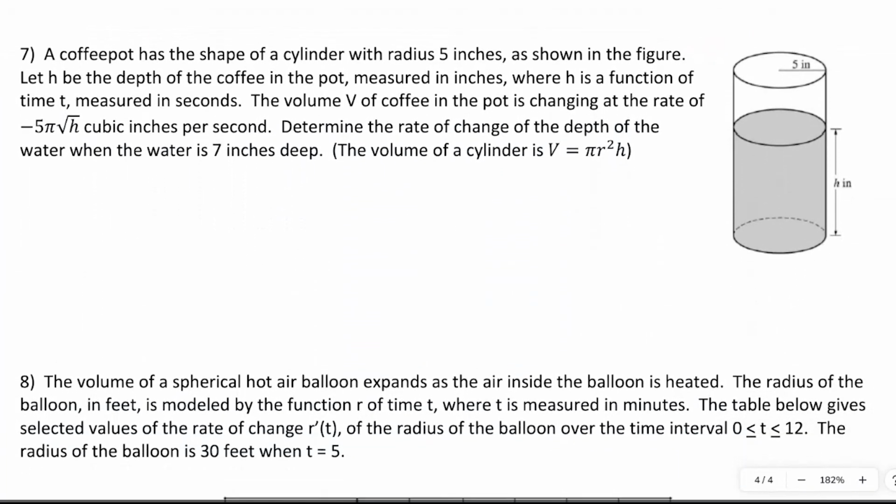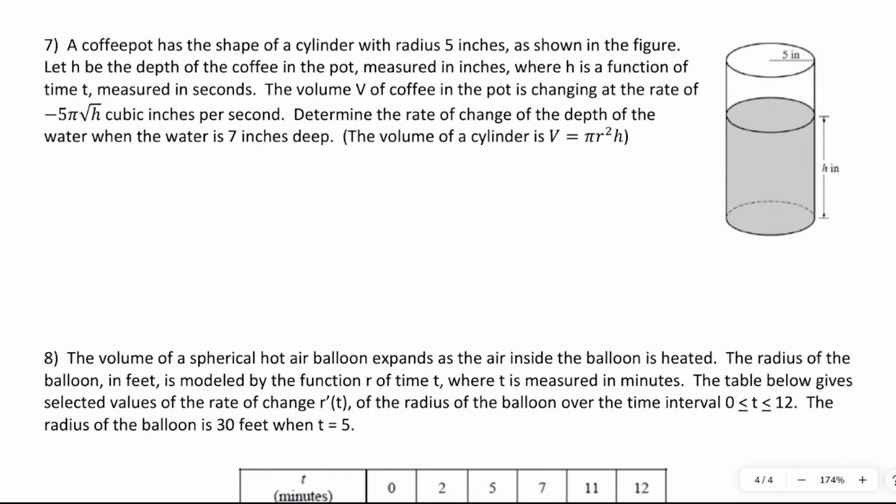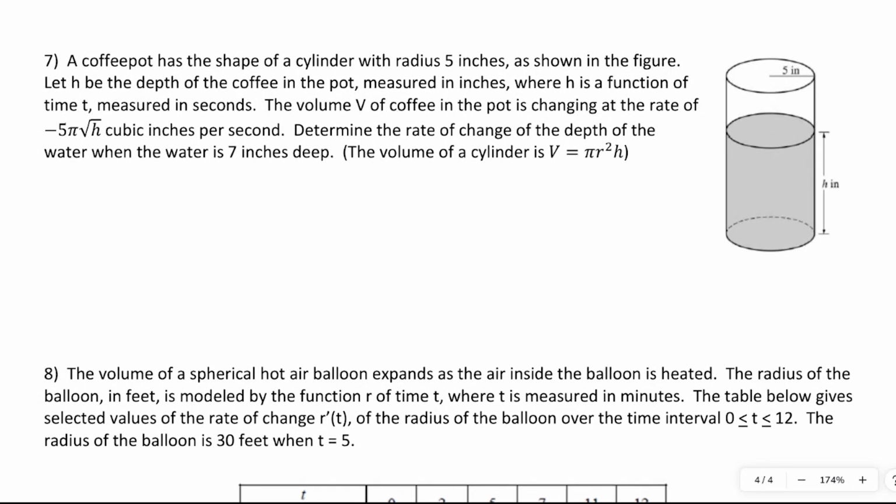Okay, number 7. A coffee pot has the shape of a cylinder. Okay, good thing we talked about the cylinder formula. With radius 5 inches. Okay, so let's just start marking things down as we see them. This is our R. Let H be the depth of the coffee pot. Okay, so that's labeled already, measured in inches, where H is a function of time.